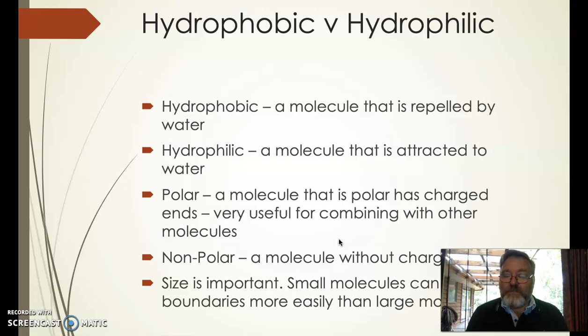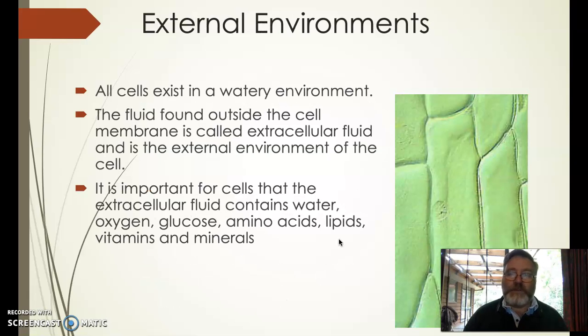A protein is masses of hundreds, if not thousands, of atoms, and they're far too big to come across a membrane, and they have to be broken down or come through a channel. So size is really important here. So we talk about external environments, and with a large organism like us, there's sort of two external environments.